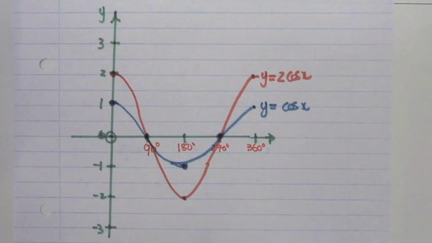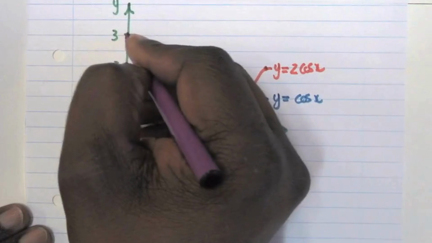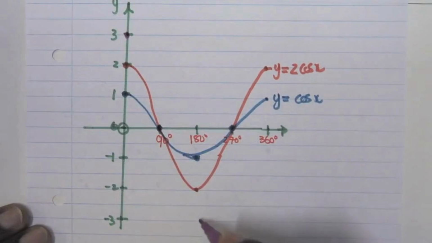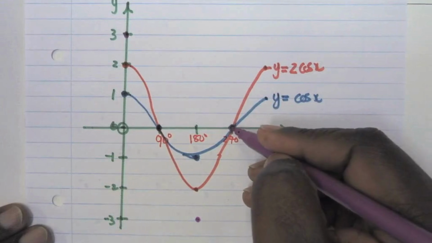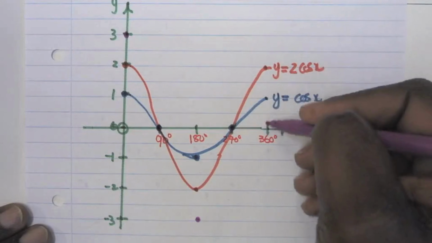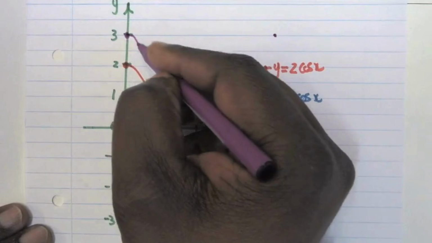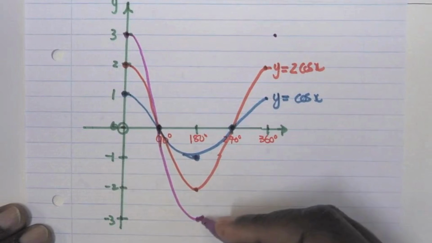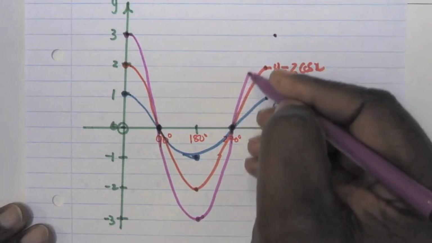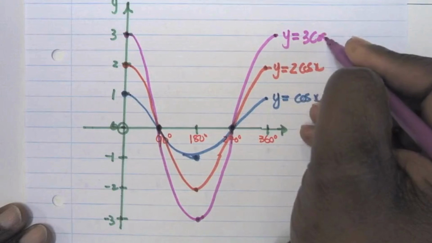And then we plot our points on our graph. We are starting at 3, and then we come to 0, then we come to -3. At 270, the answer is 0 for y, and then for 360, we are getting 3. Carefully, using freehand, we join our points. And we have the graph of y = 3 cos x.